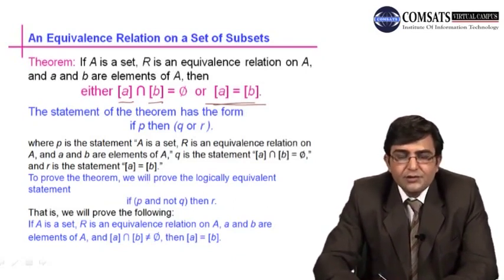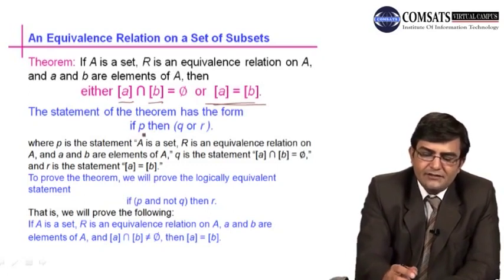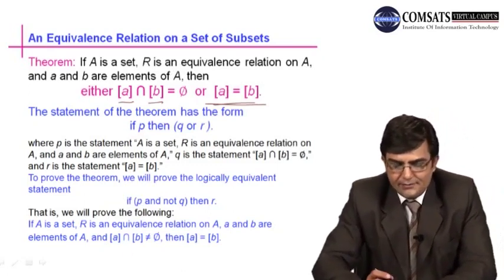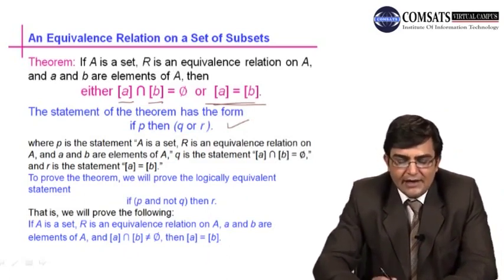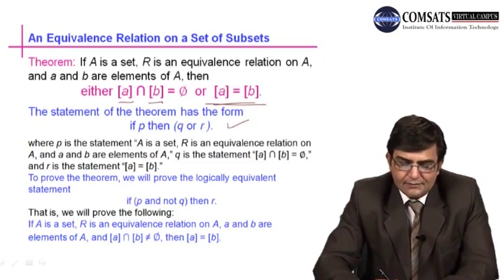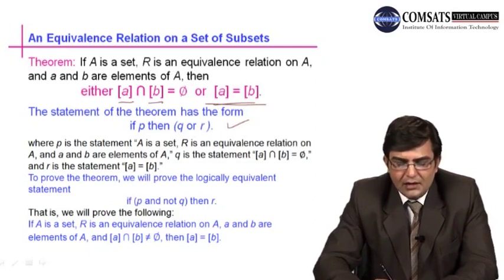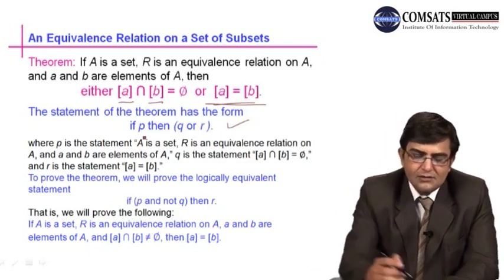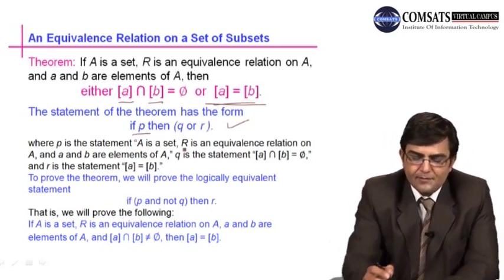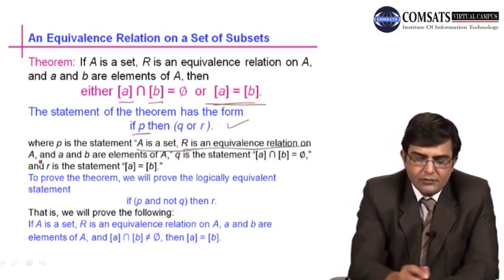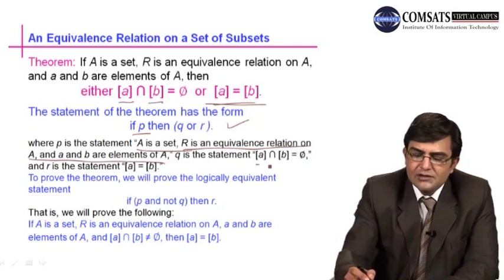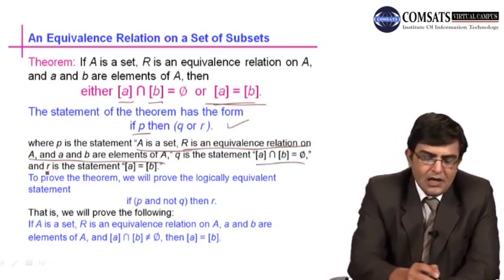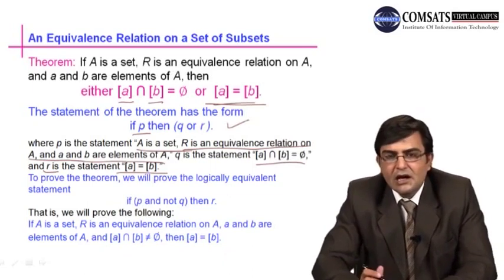So how to prove this theorem? The statement of the theorem has the form: if p then q or r. Here p is the statement that A is a set, R is an equivalence relation on A, and a, b are elements of A. Q is that the intersection of these two classes is empty. R is the statement that these two classes are equal.